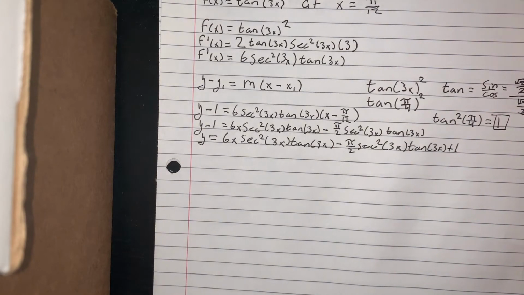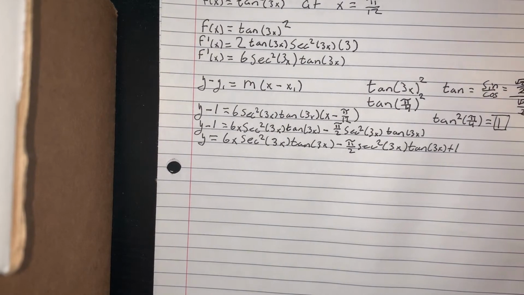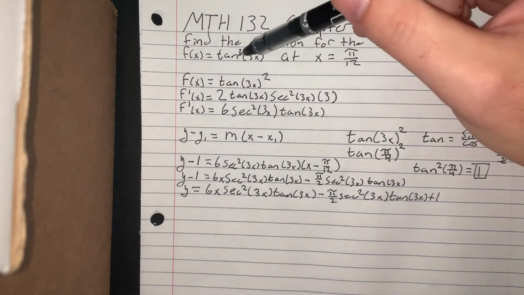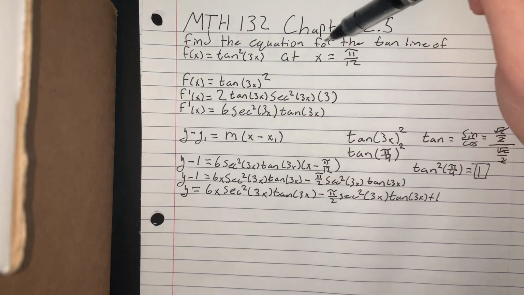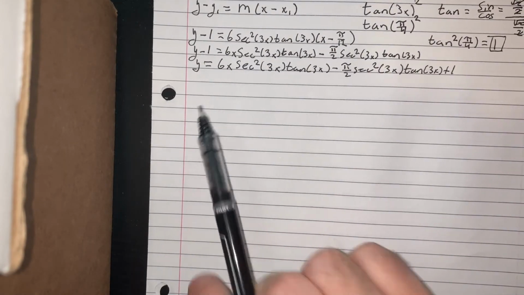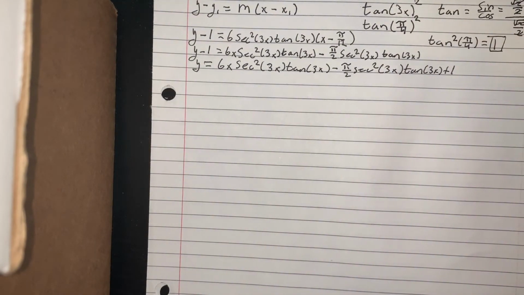So that is what we are left with, the equation for the tangent line of the original function of tangent squared 3x at x equals pi over 12. Well, that is equal to y equals 6x secant squared of 3x tangent of 3x minus pi over 2 secant squared of 3x tan of 3x plus 1.